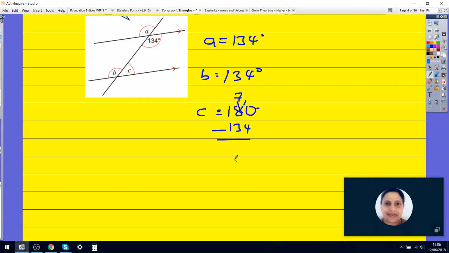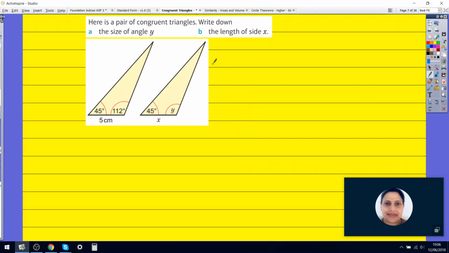So what is your understanding of the word congruent? Two congruent triangles would share one side, so one of the sides would be the same. Is that right? So congruent means they're identical. It might be rotated around or slid across, but it won't be an enlargement. It'll be identical. So for this one, what is the side X? What is the angle Y?